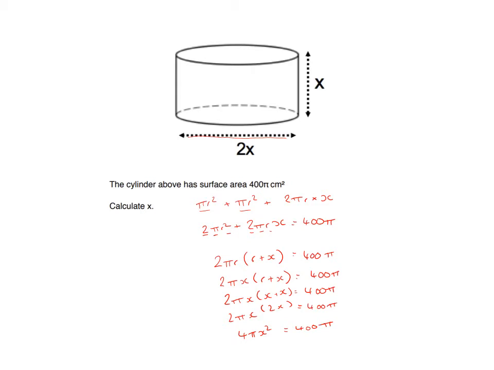I now need to try and isolate x on its own, so I can divide both sides by pi to get rid of the pi, and I can divide both sides by 4 to give me x squared equals 100. And we should be able to spot from there that x is going to be 10. Now, of course, if you've got x squared equaling 100, your real answer should be x is positive and negative 10, but it doesn't make any sense in a shape question to have that. So we're going to leave x as 10, the positive number, as our answer.